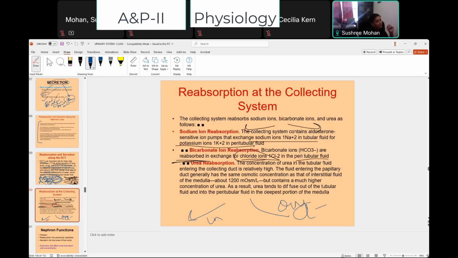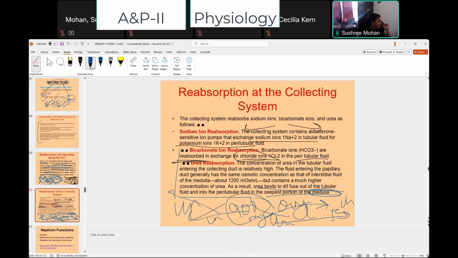Urea. The concentration of urea entering is relatively high. The fluid entering has the same osmolarity but contains a much higher concentration. Urea tends to diffuse out of the tubular fluid into the peritubular fluid in the deepest portion of the medulla. So suppose say 900 milligrams of urea is coming. Do you think all of it is going to get out in the urine? No. Maybe say 400 is reabsorbed and the remaining 500 is expelled out. That is what it's trying to say about urea reabsorption.